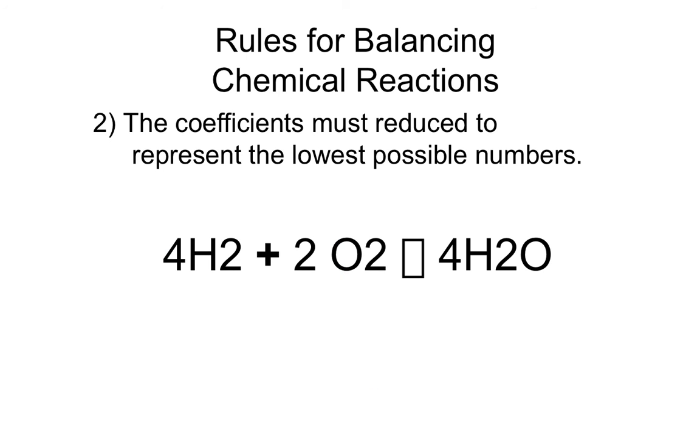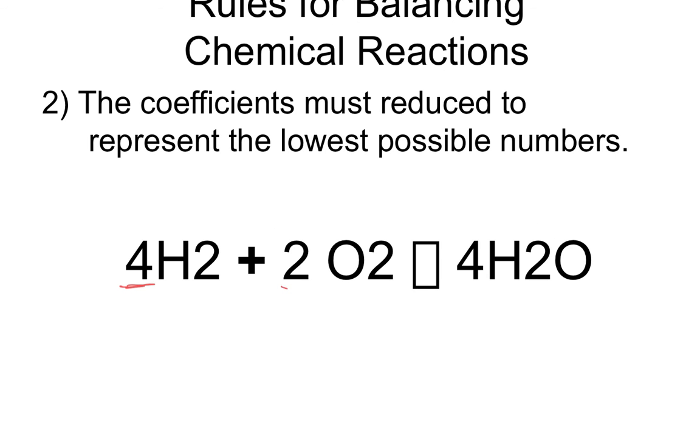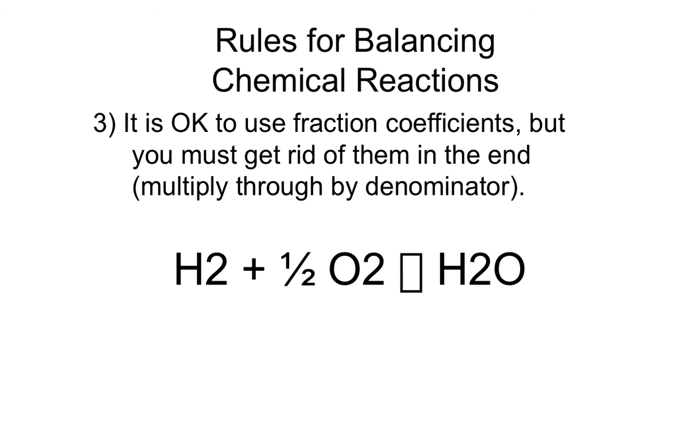The coefficients must reduce to represent the lowest possible numbers. So here we have coefficients of 4, 2, and 4. These all can be divided by 2. And so the actual way that you would write the balanced equation would be 2, 1, 2, because they all can be divided by 2. You want to represent the lowest possible numbers.